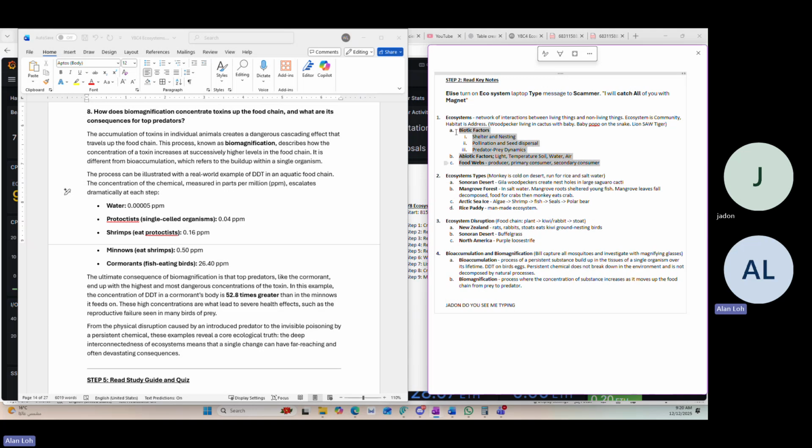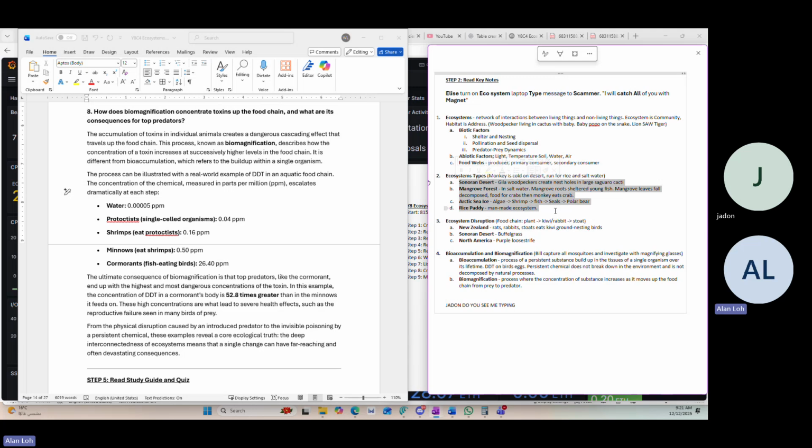So let me just recap. Ecosystem is telling you about two factors here. The biotic factors is the living thing factors. The abiotic factor is the non-living thing factors. And also explain a bit about the food chain, or another name is food webs. Do you agree? Yes or no? Yeah. Okay.